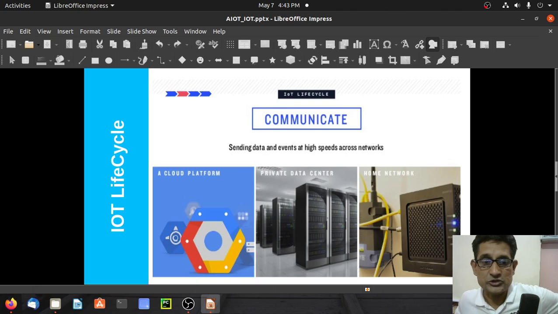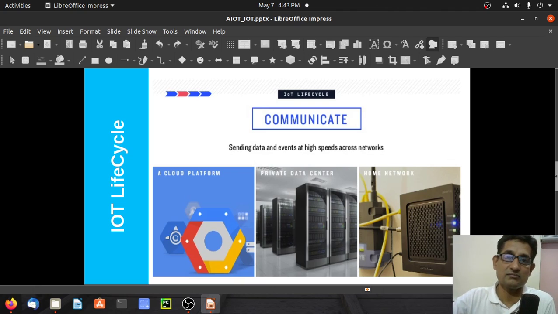The end place where this data goes and resides is the cloud platform, private data centers, or the home network. In some rare cases, it can be your desktop also. For a small project, you can have a small server where your data is coming and being dumped. And see, it looks very simple.